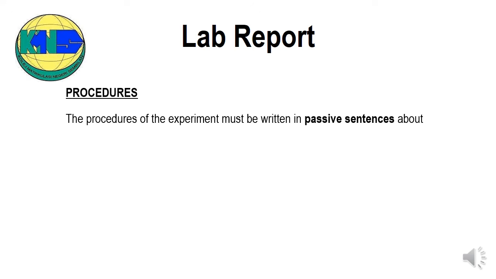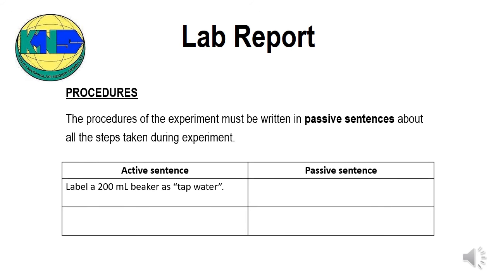Next, the procedures. The procedures of the experiment must be written in passive sentences about all the steps taken during the experiment. An example of an active sentence is, label a 200 milliliter beaker as tap water. The same sentence in passive is, a 200 milliliter beaker has been labeled as tap water.